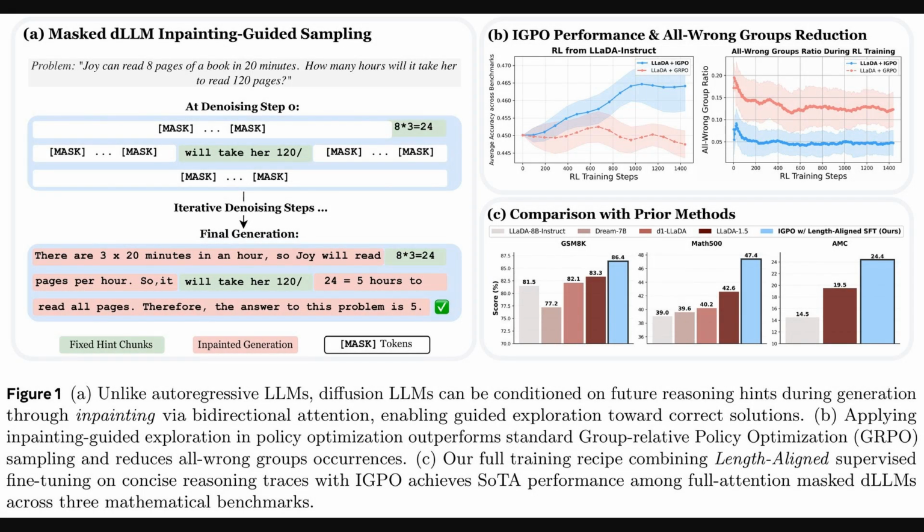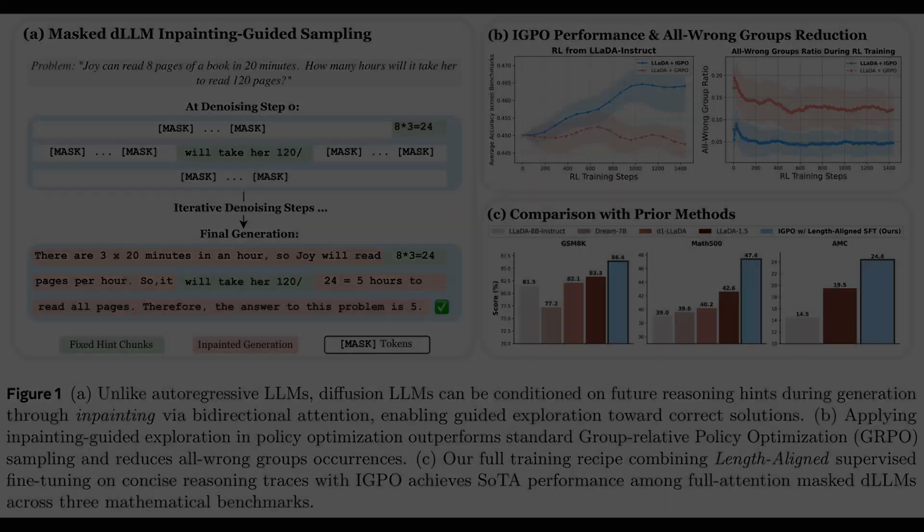Alright, the previous segment summarized the headline, Gains and Stability. Figure 1 illustrates how the method works and why the gains appear. Panel A shows inpainting-guided sampling, where partial hint chunks fix key steps and the diffusion model inpaints the rest, so exploration stays near correct reasoning while preserving self-generated tokens. Panel B reports training curves that rise faster and cut all wrong groups, which restores useful gradients. Panel C compares results, with the combined recipe topping baselines on GSM 8K, Math 500, and AMC.